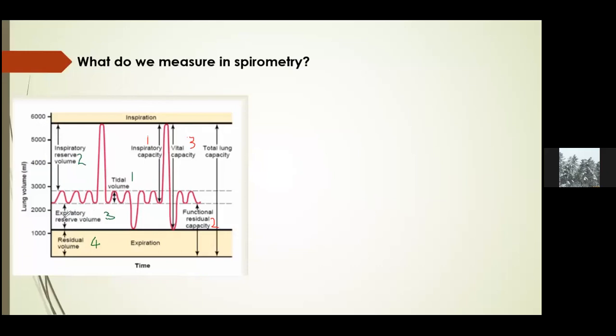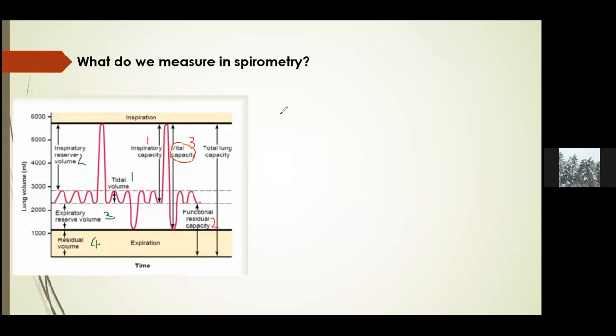So if you add the expiratory reserve volume to the inspiratory capacity, you're going to get a vital capacity. Vital capacity represents all the air that is capable of getting in and out of your lungs after a maximum inhalation followed by a maximum exhalation. Vital capacity.